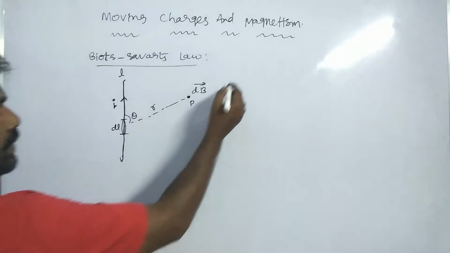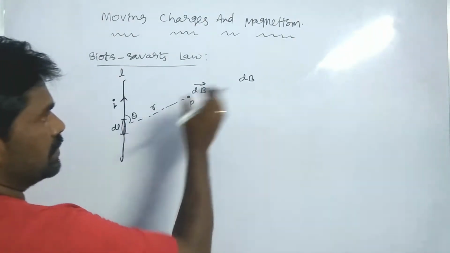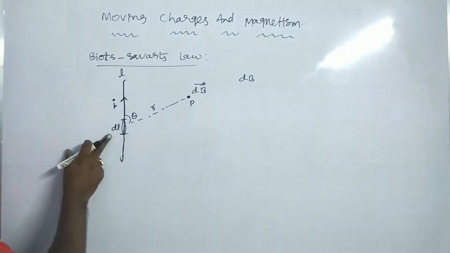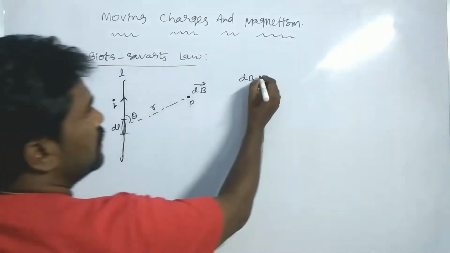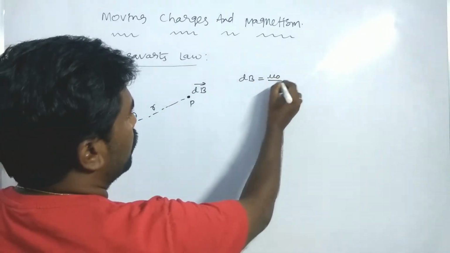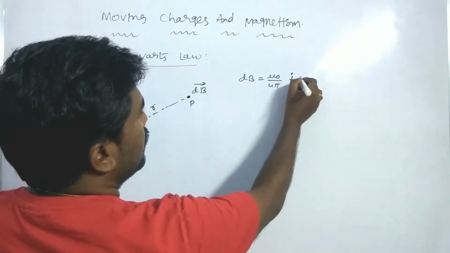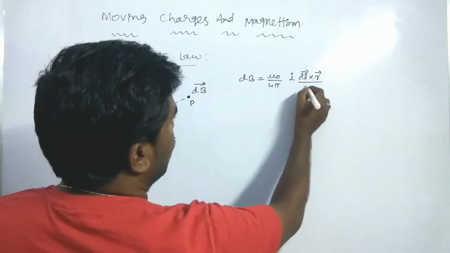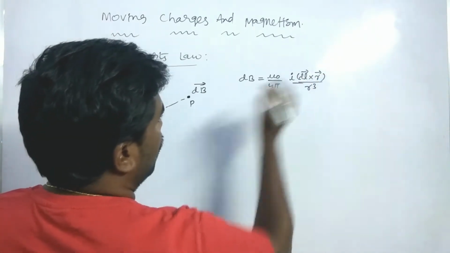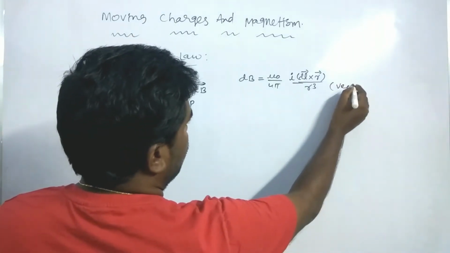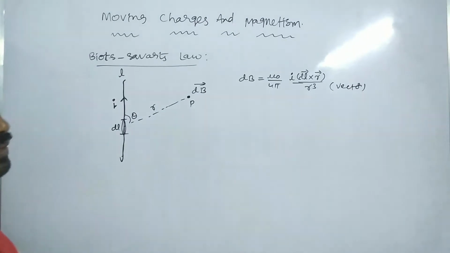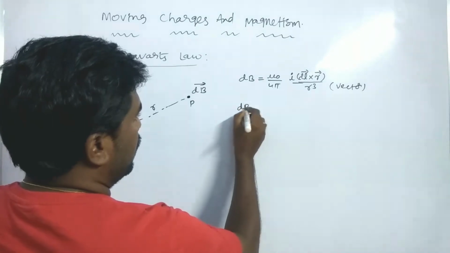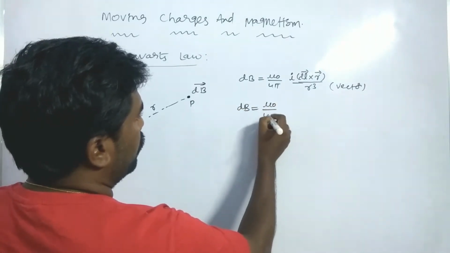that is dB, the magnetic field acting at the point P by the dl element. By the dl element, dB is equal to mu naught by 4 pi, I dl cross r by r cube. This is the vector form.